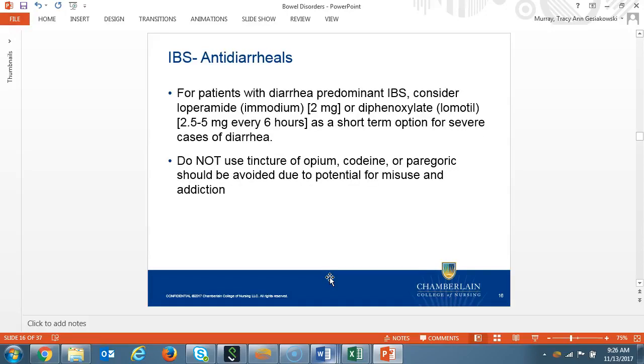Antidiarrheals should be used as a temporary measure and reserved for severe cases. Loperamide or diphenoxylate, 2.5 to 5 milligrams every 6 hours, are generally effective. The use of codeine, tincture of opium, and paregoric should be avoided because of the potential for addiction and misuse.